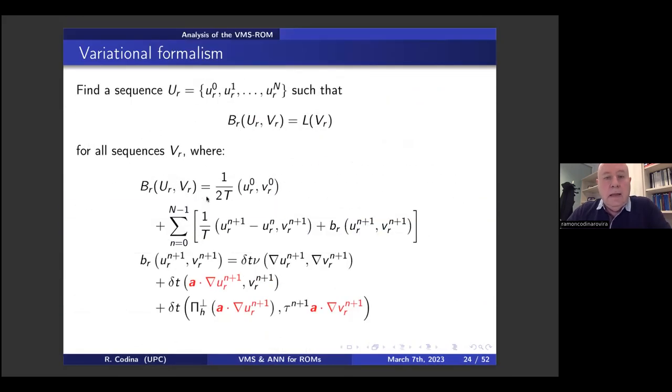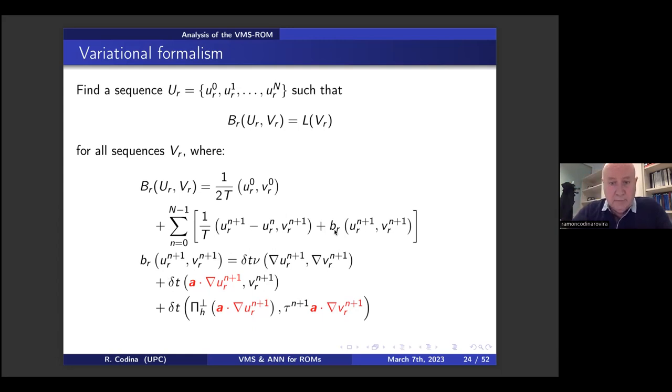So I like to analyze time dependent problems using a variational formalism. Perhaps it's not very common, but I think it's useful. The idea is to write the time dependent problem as a sort of variational problem, where the unknown is not a function, but a sequence of functions, capital UR. So the original problem can be written as this sort of variational problem where B is defined here. The only thing that you have to do is to add up for all the time steps to end up with this expression. And also the initial conditions are imposed in a weak form.